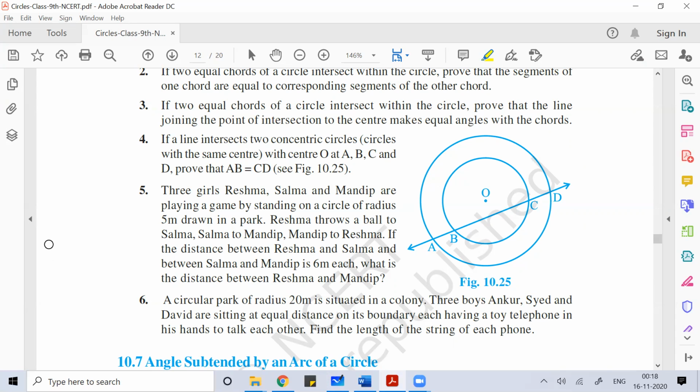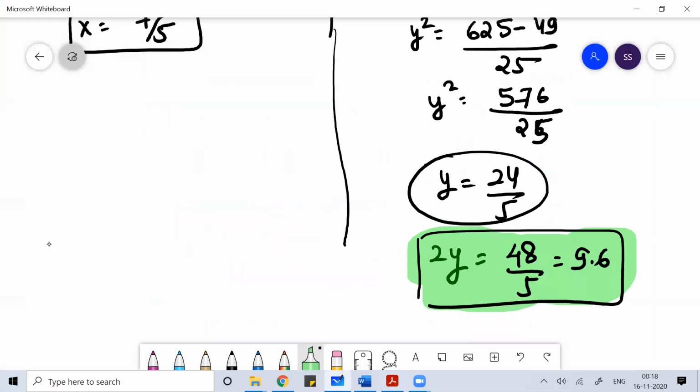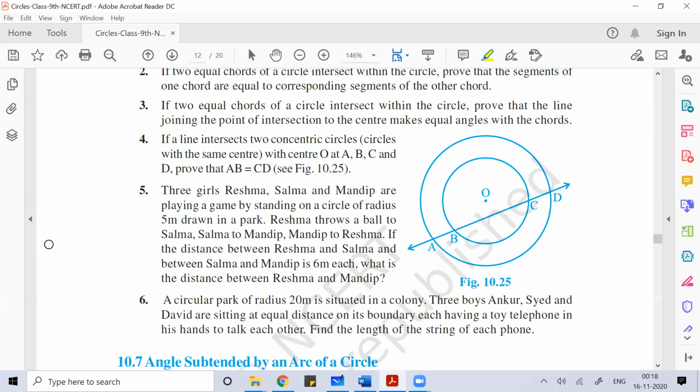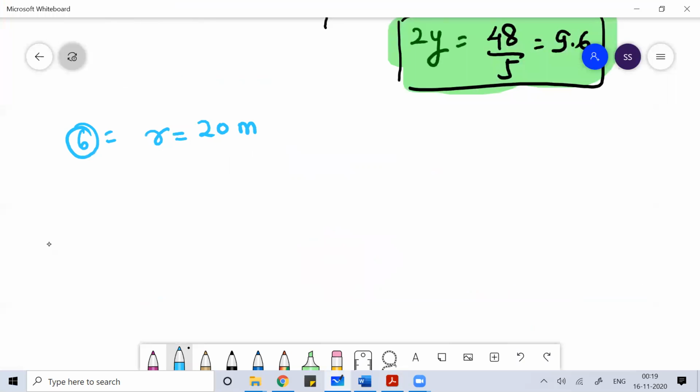So question number 6. A circular park of radius 20 meter is situated in a colony. The three boys Ankur, Syed and David are sitting at equal distance on the boundary, each having a toy telephone in his hand to talk with each other.